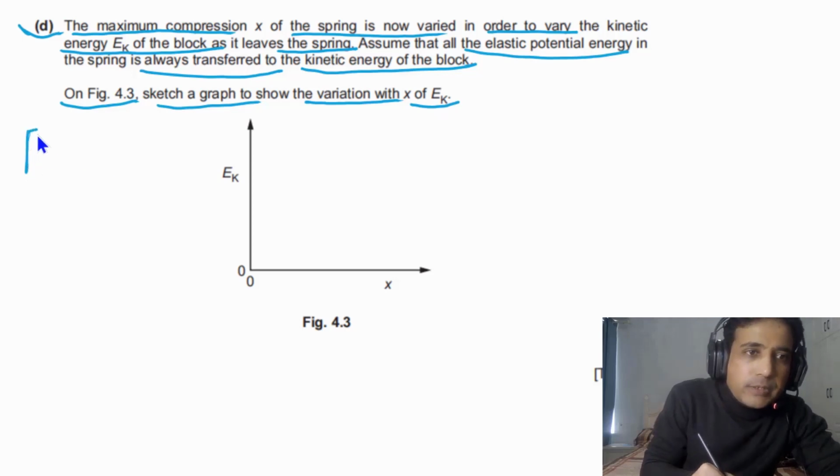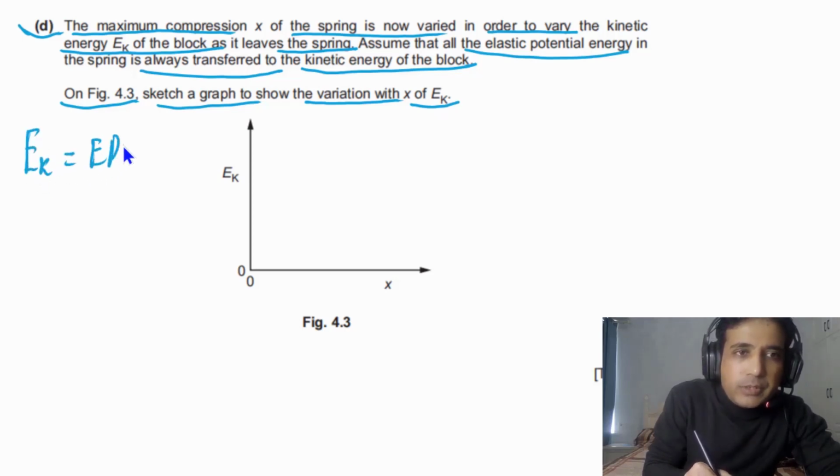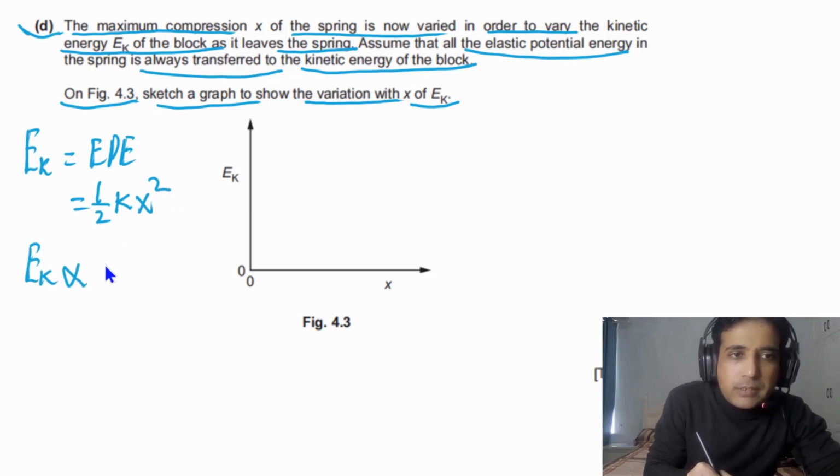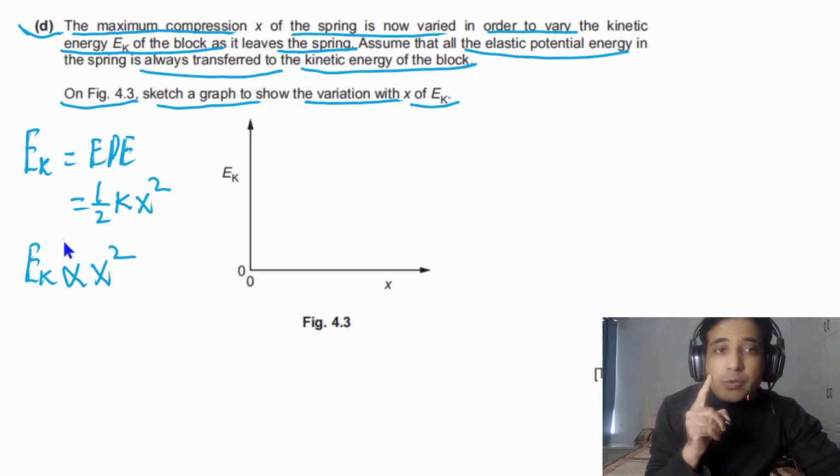In this question, it is given to us that Ek is equal to EPE. So we can write down EPE in terms of X. EPE is equal to 1/2 kx squared. So we can simply say, in this case, Ek is directly proportional to x squared because k is constant and 2 is constant. So simply the shape of the graph has to be parabolic with increasing gradient.